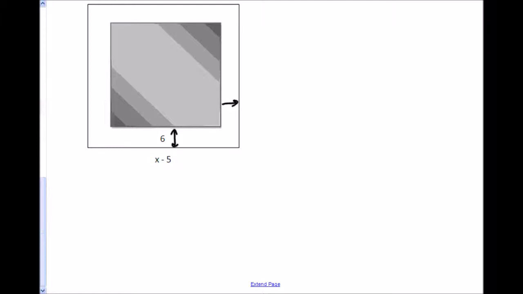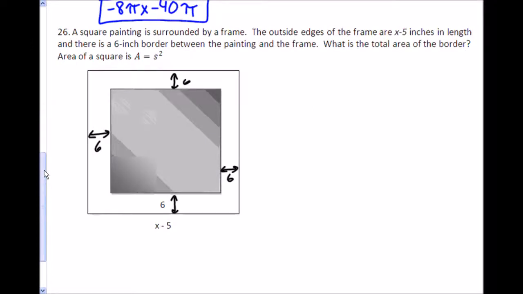And it's the same thing here. This is 6 inches wide, and this piece up here is also 6 inches wide, and this piece over here is 6 inches wide. So we have 6 inches going the whole way around this thing. That's the border that we're seeing. And that's what I want to find. I want to find the area of this border. I want to find what's in here.